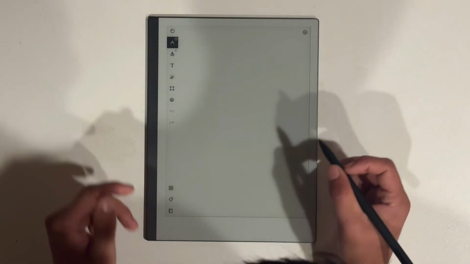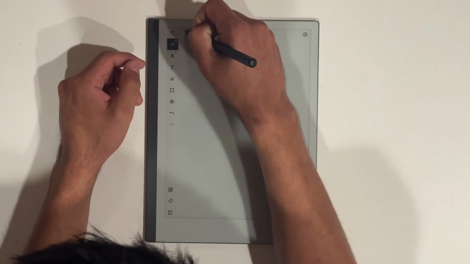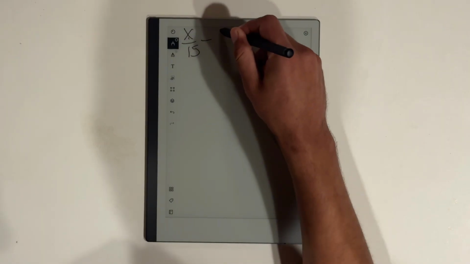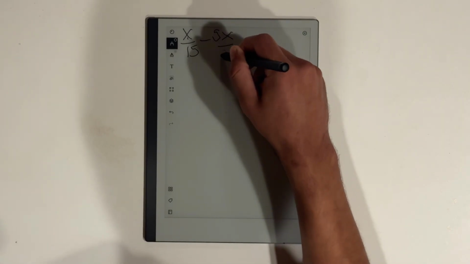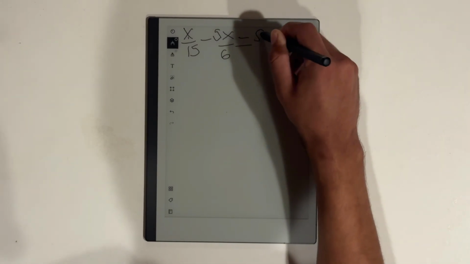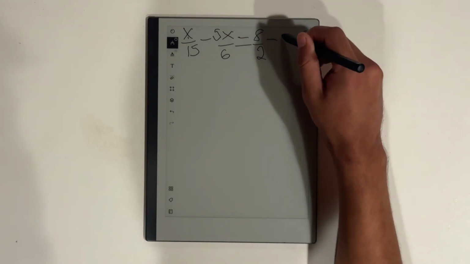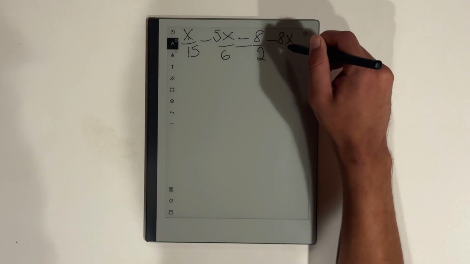All right, so this is the linear equation that we are going to be solving today. X over 15 minus 5x over 6 equals 8 over 2 minus 8x over 5.